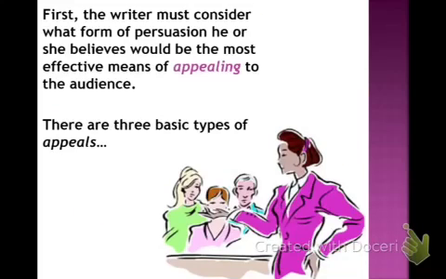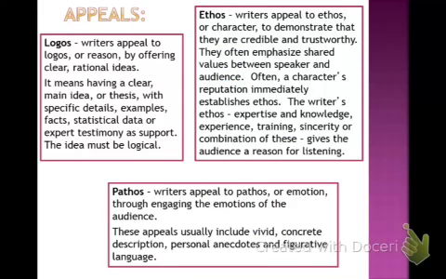If a writer wants his or her audience to accept this argument that they are presenting, then he or she has to first think about what's going to be the most effective way of appealing to their audience. And there are three basic types of appeals. The three types of appeals are logos, pathos, and ethos.